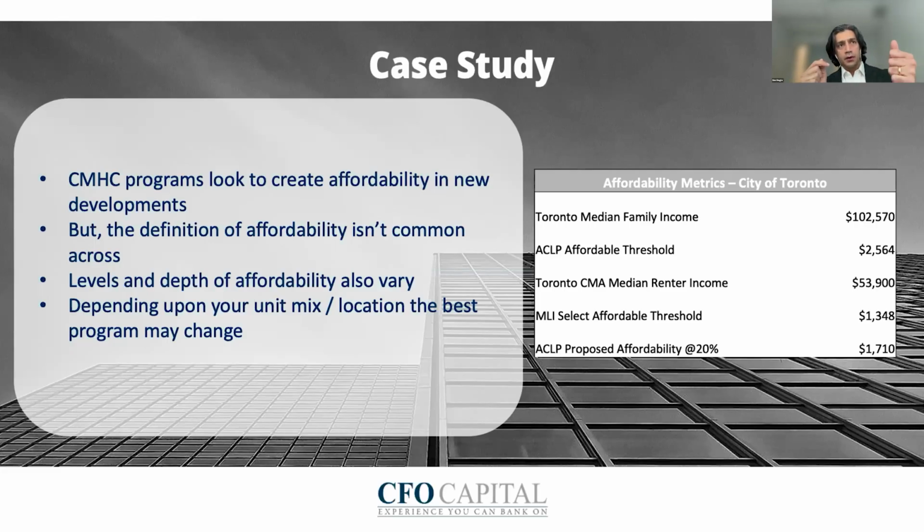ACLP says 30% you qualify, but as was being alluded to earlier, qualification isn't enough. You have to offer deeper and wider. Deeper as in 30%, not 30% of the median household income, but think 20% of median household income, and offer it not just for 10%, consider 25 to 30% of the units, and offer it for longer. For ACLP, you may be offering 20 years of this affordability. In the MLI program, you might be offering 10 years.